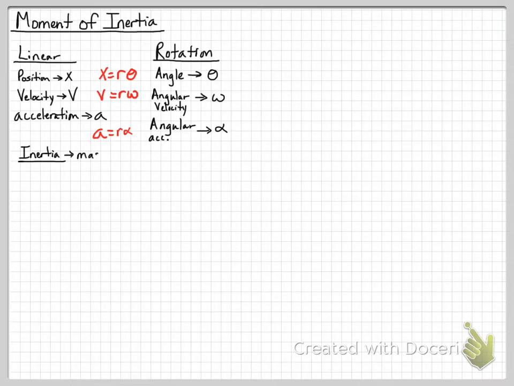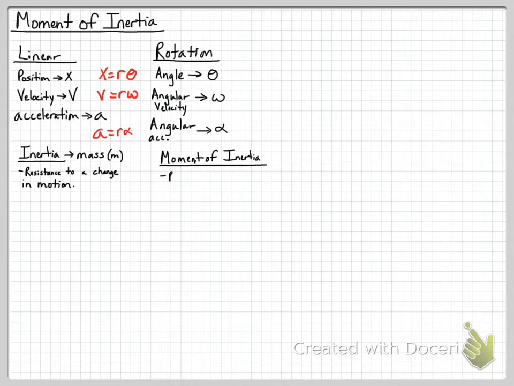And so mass is that quantity represented by m, and we define that as the resistance to change in motion. The rotational or angular part of that we call the moment of inertia, and it's represented by I. It's the resistance to change in rotation, or spinning. That's probably the better way of doing it.